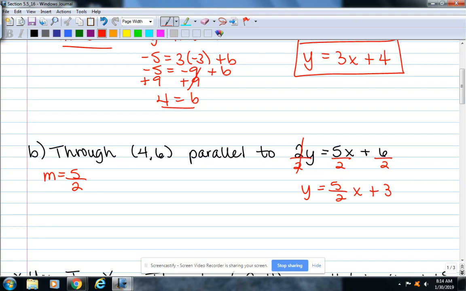So how do I get my y-intercept? y equals mx plus b. And then I plug everything in. What am I putting in for y? 6 equals, what's my m? What's my x? What is 5 over 2 times 4? 20 over 2, which is 10. Good. Did I even need to punch my calculator?